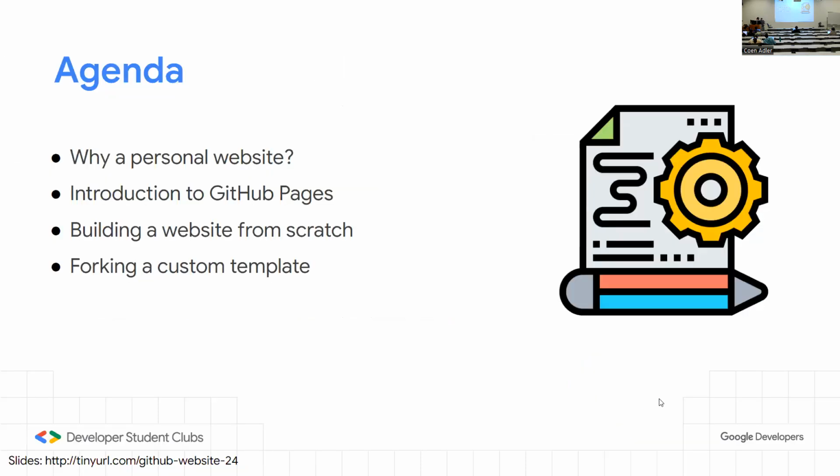Okay. So just for a quick agenda, we're going to be going through why you want a personal website, and then we'll go through a quick introduction to GitHub Pages, and then we'll cover briefly if you want to build it from scratch, using HTML, CSS, JavaScript, you can. You can also find a custom template and just fork it on GitHub, and that's the tutorial we'll be going through.